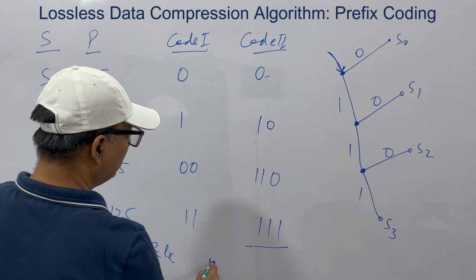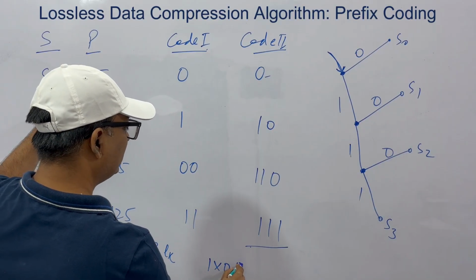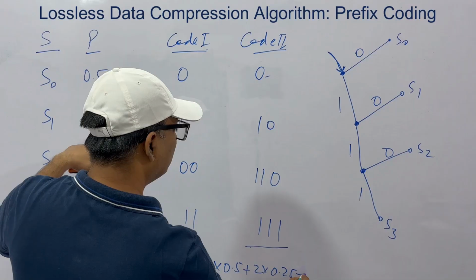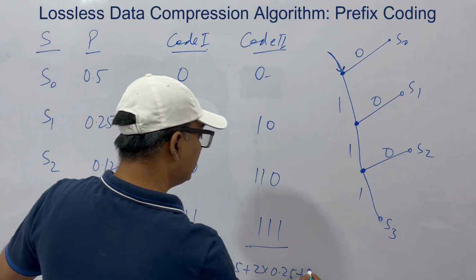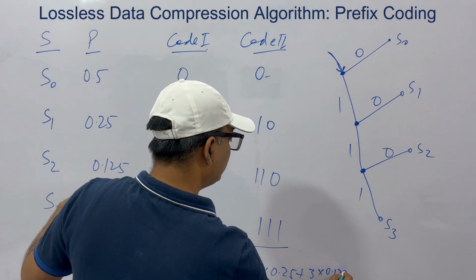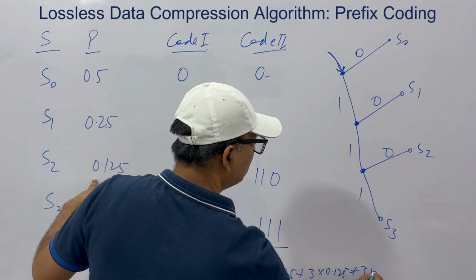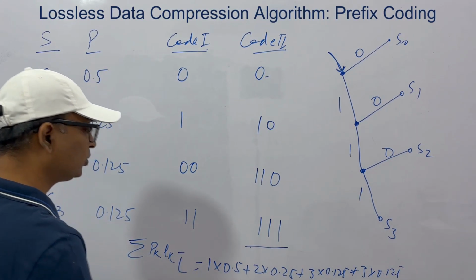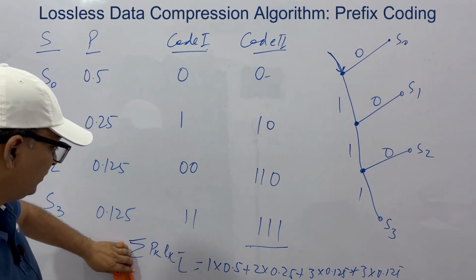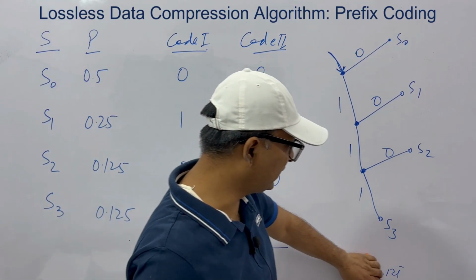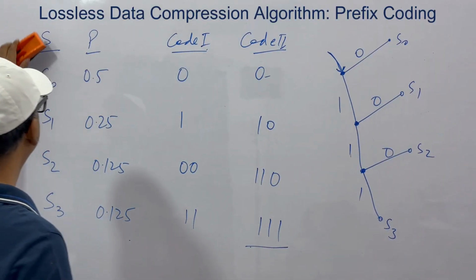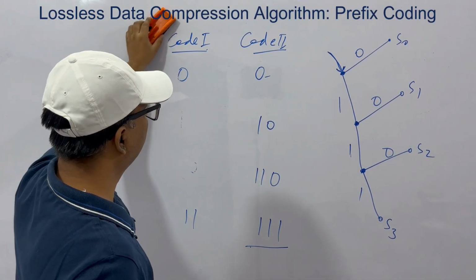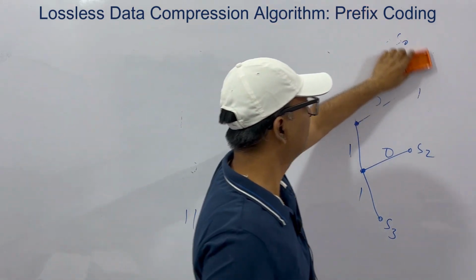So this will be 1 into probability 0.5, plus 2 into probability 0.25, and 3 into 0.125, and again 3 into 0.125. So if you add them, this will be your average code word length. Clear? Now from Kraft inequality, we have a relation which is very important.